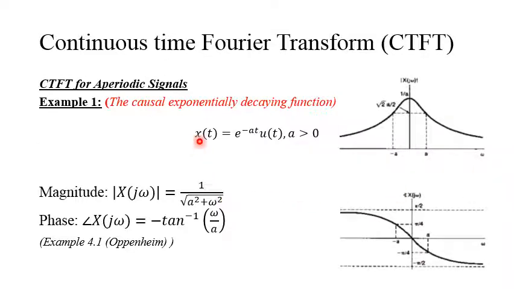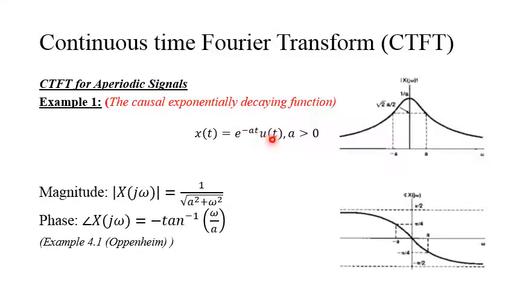So consider a signal x of t equals e power minus at u of t, and a is greater than 0. So when a is greater than 0, it signifies that this is exponentially decaying, right? If a is less than 0, that means a will have a negative value. So if you multiply this negative with this one, the resulting signal will become an exponentially growing signal.